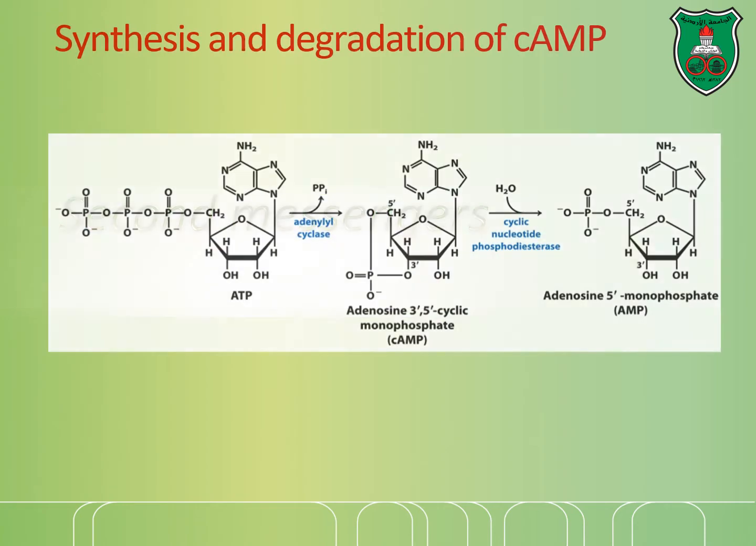So let's talk about second messengers now. One of the most important second messengers is cyclic AMP. Once you have adenylate cyclase activated, it produces large quantities of cyclic AMP. In order to terminate the signal, cyclic AMP is converted to adenosine monophosphate, or AMP, by a phosphodiesterase enzyme.